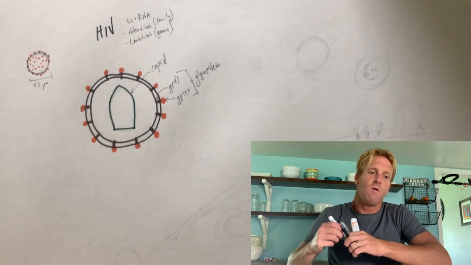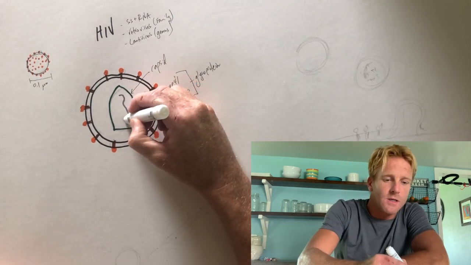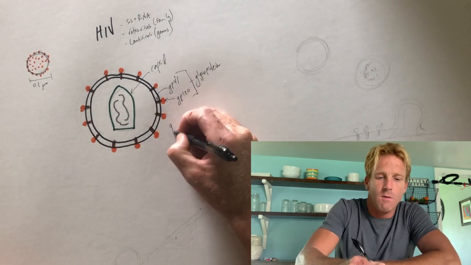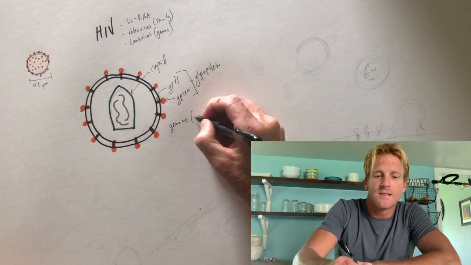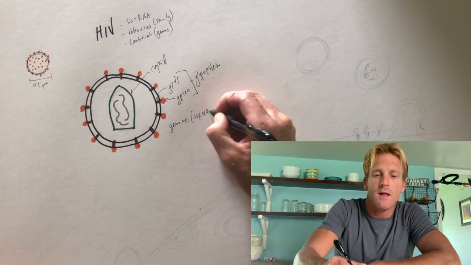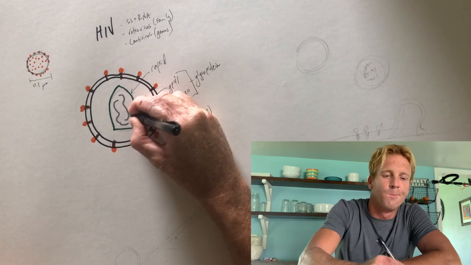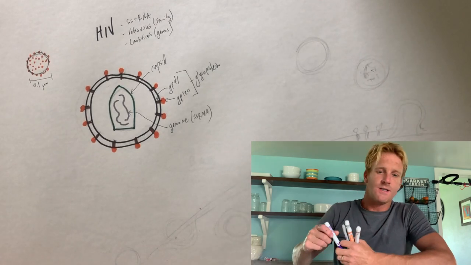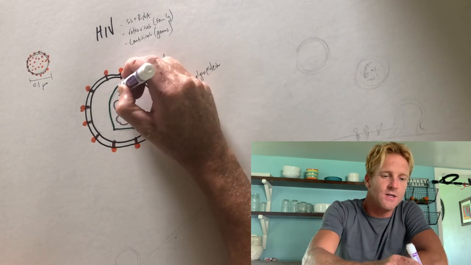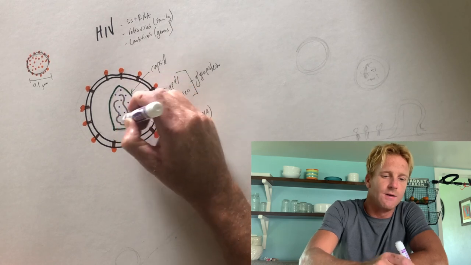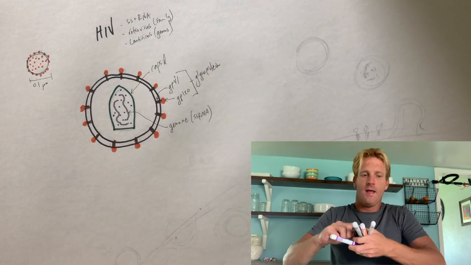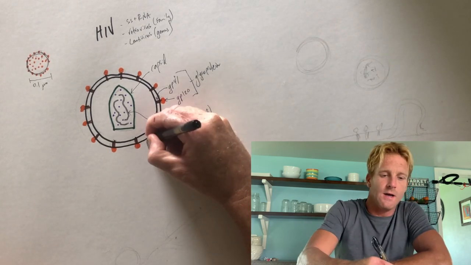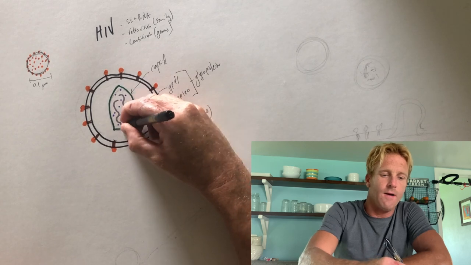I'm going to draw the viral genome in gray. It's going to be two strands of single-stranded RNA. So this is the genome, and that's single-stranded RNA. It's going to be located right here. But in addition, also what you're going to find inside this capsid are a bunch of viral enzymes. Okay. These are enzymes in purple, so like right there and right there.